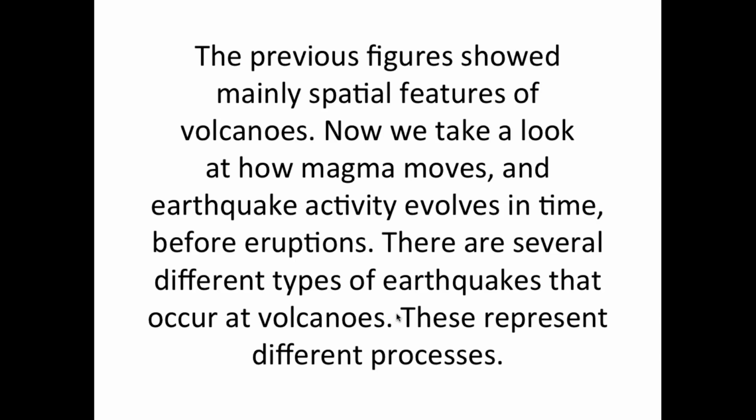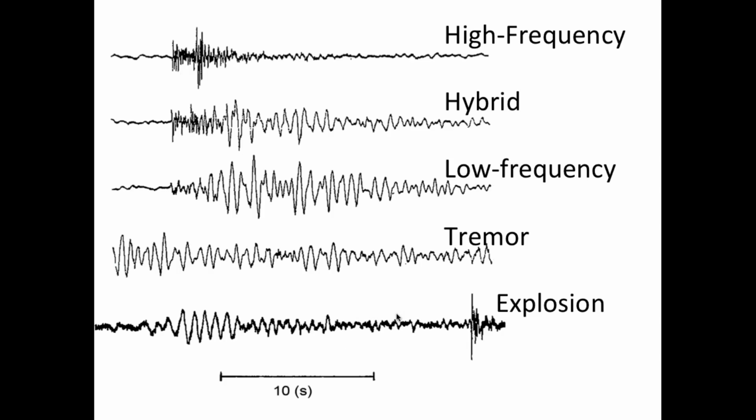So now we'll take a look at how magma moves and how the earthquake activity evolves in time before eruptions. There are several different types of earthquakes that occur at volcanoes. We think these represent different processes. So first we'll take a look at these different kinds of earthquakes.